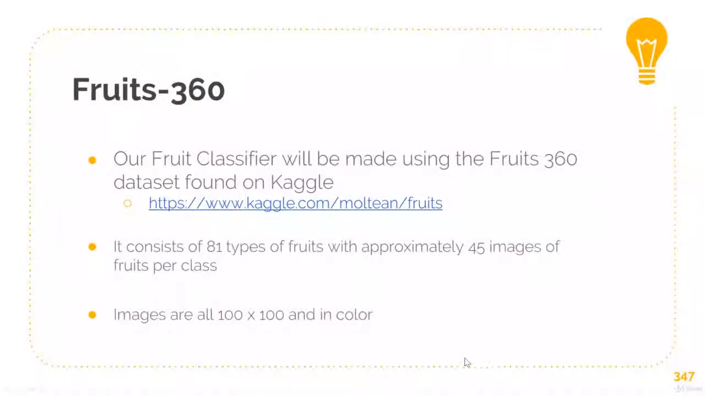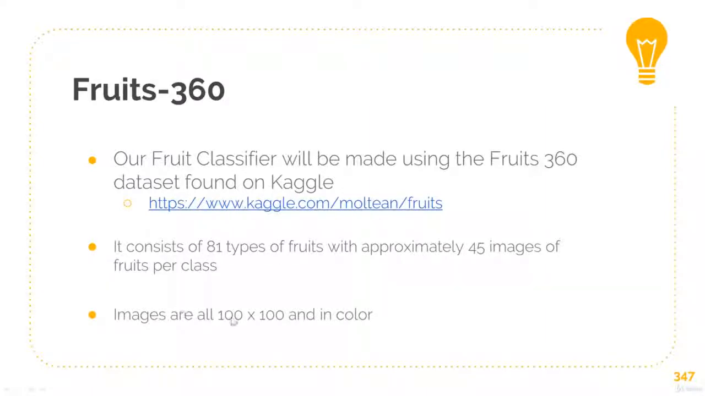So let's talk a bit about our fruit dataset. It's called Fruit360. Basically, it was part of a Kaggle competition. This is a link to the actual dataset here. It consists of 81 types of fruits, that's 81 classes, and approximately 45 images per class.